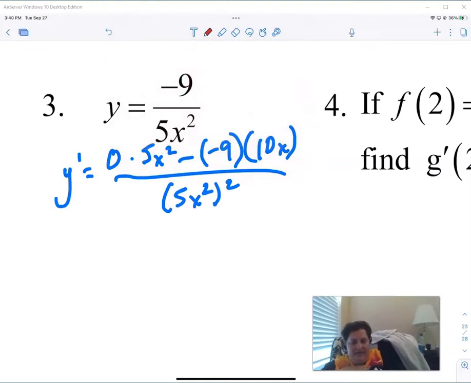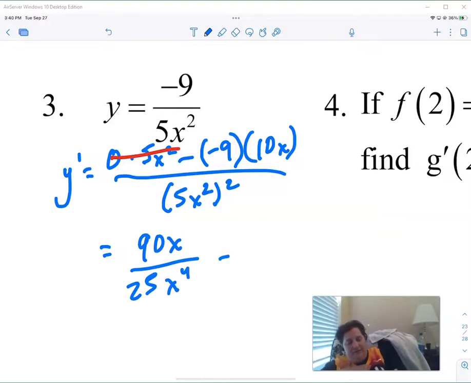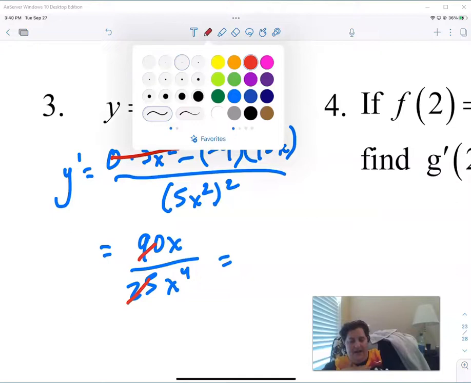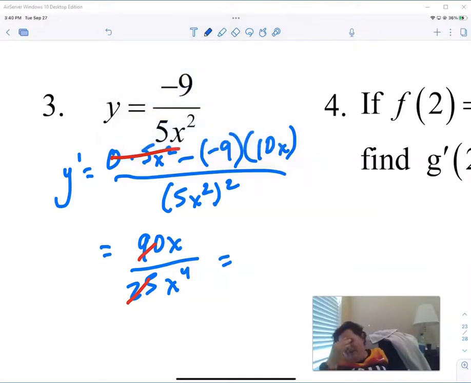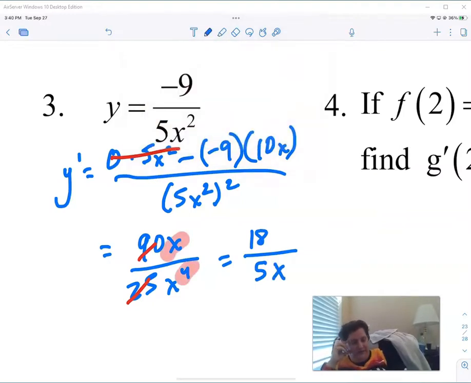I am going to simplify this just because I want you guys to see something, okay? So look, when I simplify this, this becomes positive 90x over 5 squared is 25x squared. And if I reduce that by 5, how many times is 5 going to 90? 18 maybe? And 5 goes into 25 5 times, okay? And then one of those x's and one of those x's cancel and gives me x to the third.